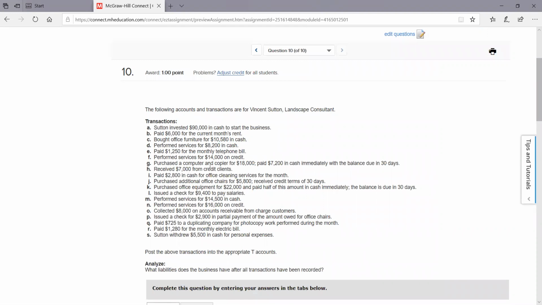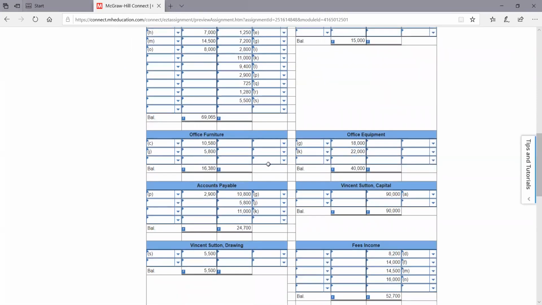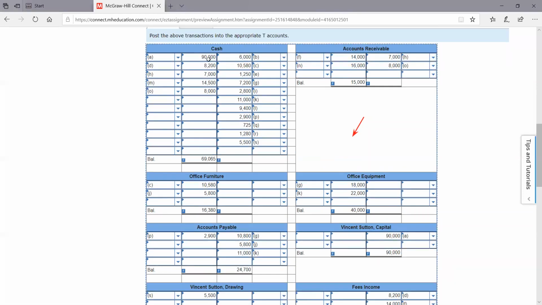Letter G says you purchased a computer copier for $18,000, paid $7,200 in cash immediately, and the rest is on account. So basically, the $18,000 computer and copier, let me show you that. They're going to have that part right there. Again, this is letter G. There's your debit there. And then for cash, notice that they paid $7,200 in cash. And that means that the rest of it is going to be on accounts payable.